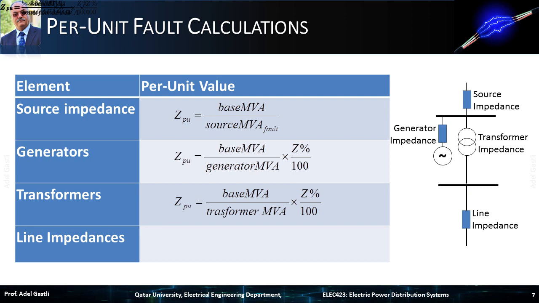To convert them into per unit, we need to divide them by the base impedance. Or we can directly find the per unit impedance by dividing the base MVA by the square of the base voltage in kilovolts, and multiplying it by the actual line impedance in ohms.